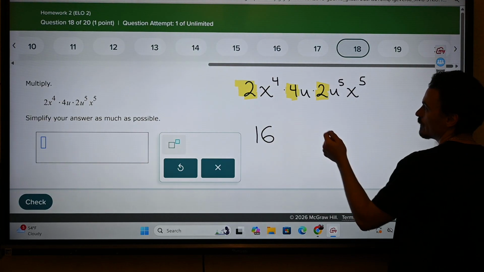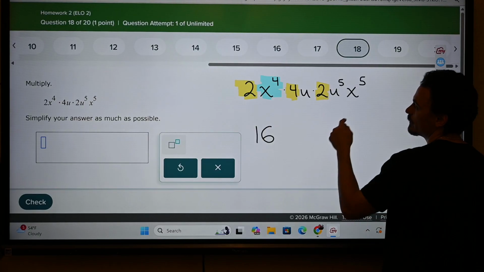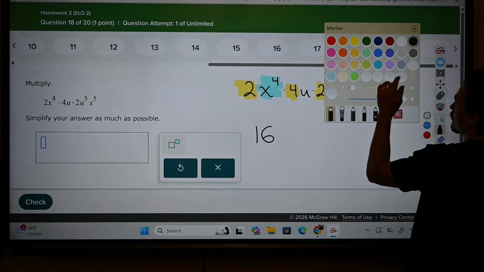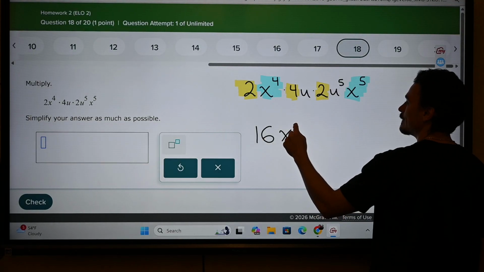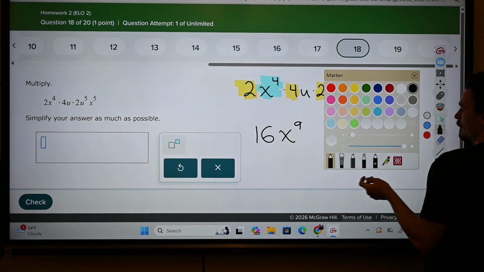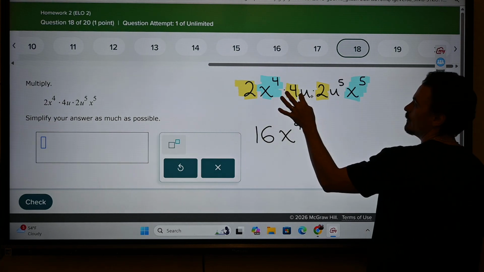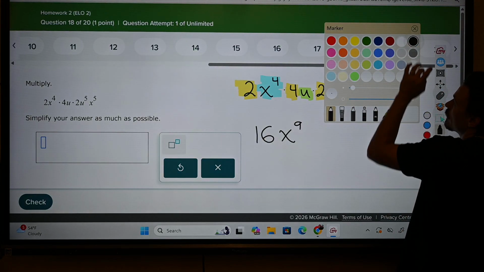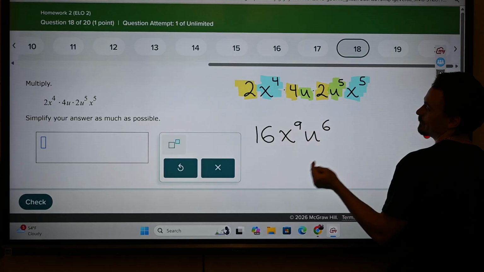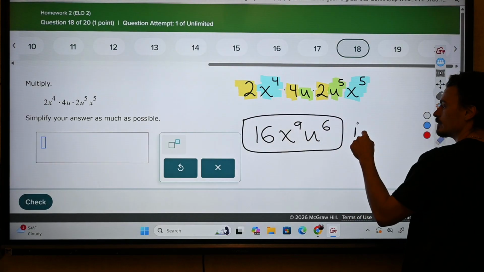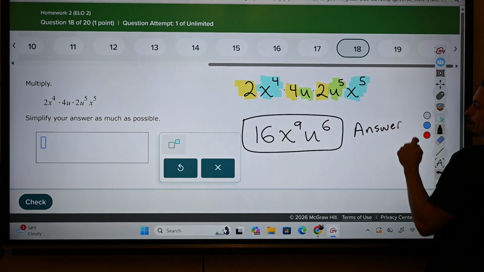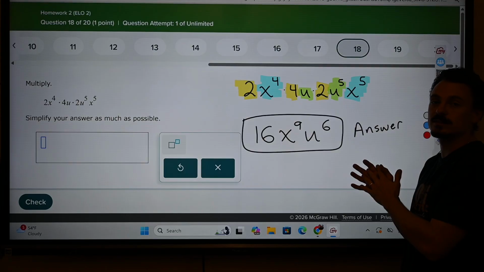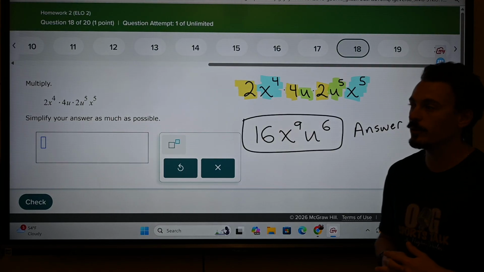And then here, I have x's, that's a factor, and x's that are a factor. I have 5 here and 4 here, which make a total of 9. And then here, I have u as a factor, and u to the power of 5 is a factor. So that gives me u to the power of 6. Right? So we're using the product of powers rule with the factors that have the same base. Okay? And if it's a normal number, you just multiply like normal.